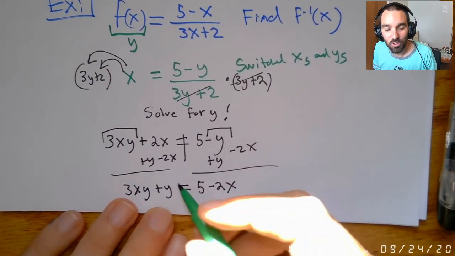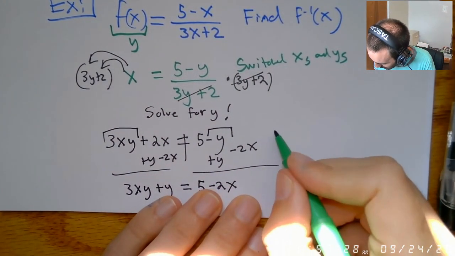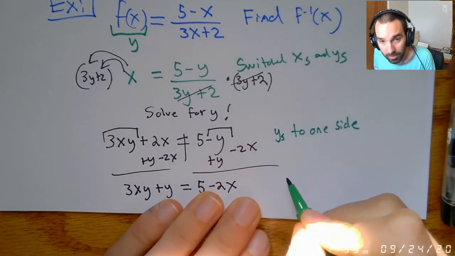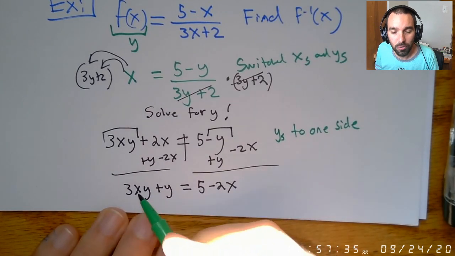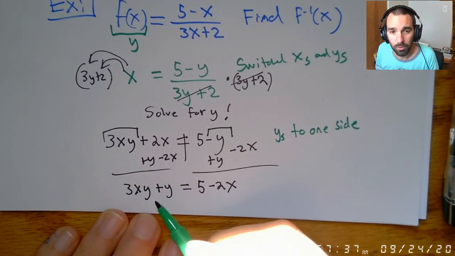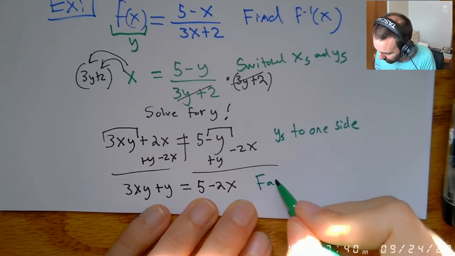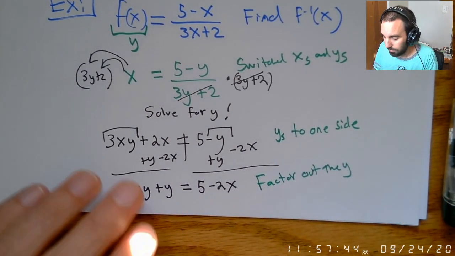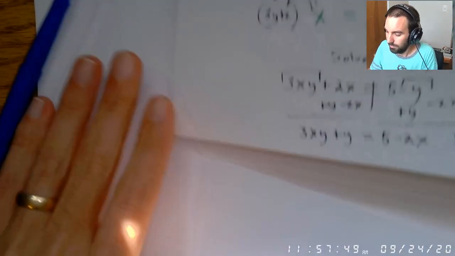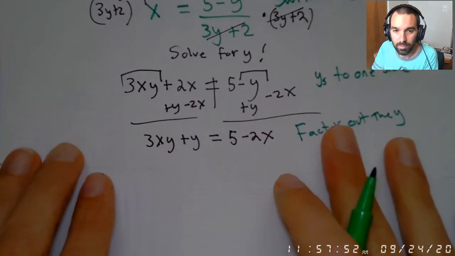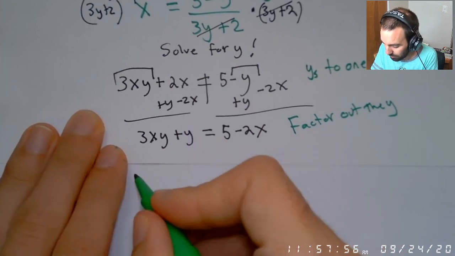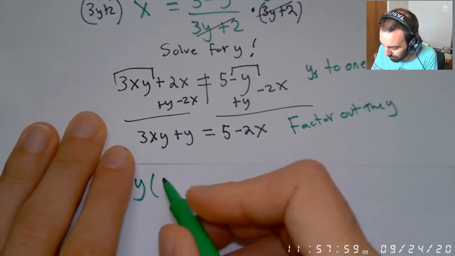All right. So what I did is I got y's to one side. Now, if you end up with multiple terms with y, then we're going to have to factor out the y. Let me do that for you. So we're going to factor out the y. See how I have a y in this term and a y in this term? I'm going to pull it out. So what am I left with?